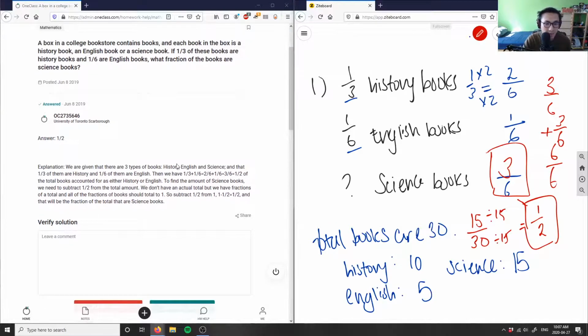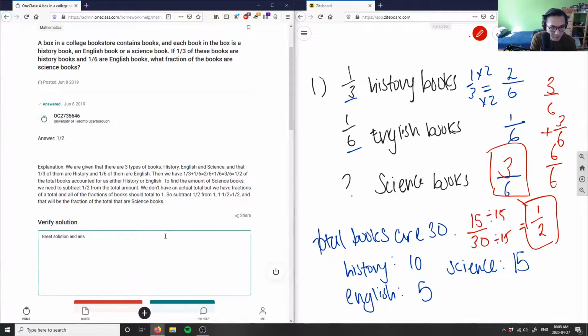Let's see here. We have 1/3 plus 1/6 equals 2/6 plus 1/6 equals 3/6, which equals half of the total accounted for as history or English. To find the amount of science books, you just need to subtract half from the total amount. We don't have an actual total, but we have fractions of a total, and all the fractions of books should total 1. So we subtract half from 1, which equals half here. So this solution here is correct.